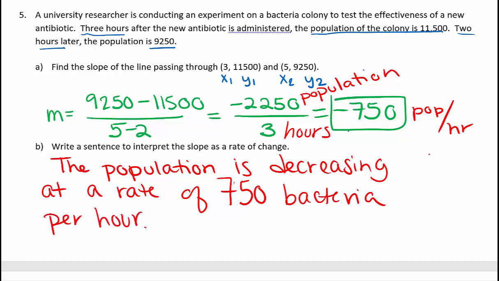So again, slope gives us information about how something is changing, in this case, how the population is changing with time.